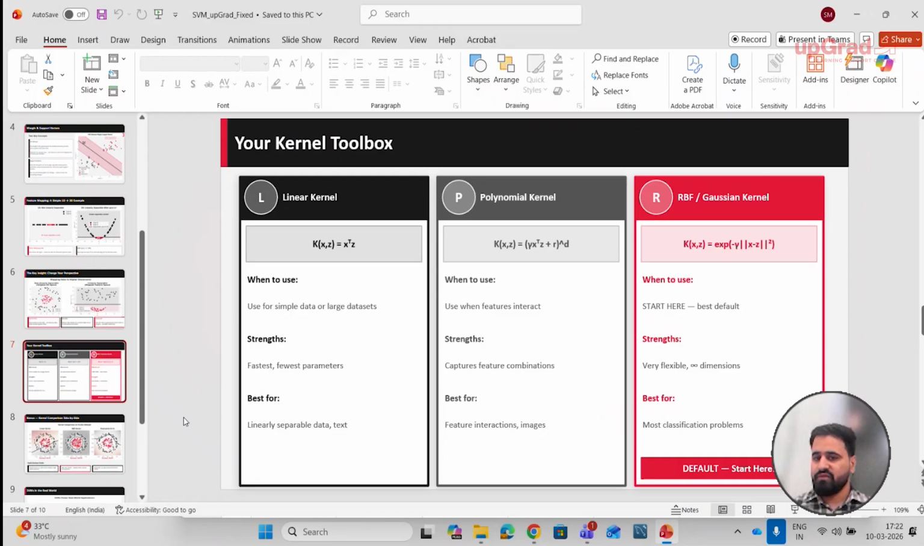Again, the second one is the polynomial kernel. We are going to use it when we have to interact with our features. We have to see how our curves are there, how our data set is aligned. So for that, we are going to use the polynomial kernel. The strength is that it will capture feature combinations, and it's best used for feature interactions and images.